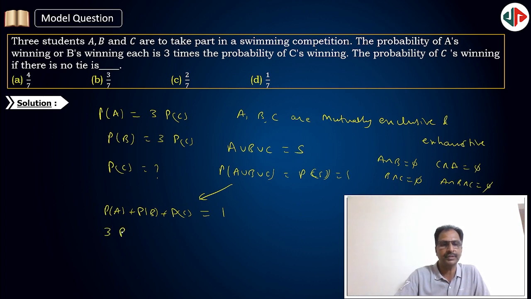So P of A is 3 times P of C, P of B is also 3 times P of C, plus P of C. So altogether 7 P of C is 1, so P of C is equal to 1 by 7.